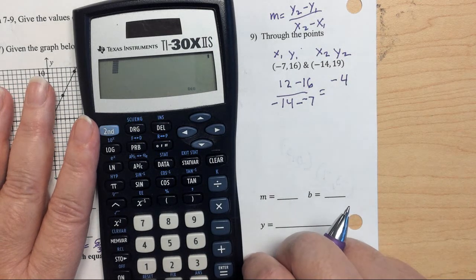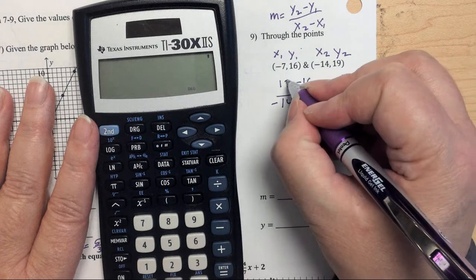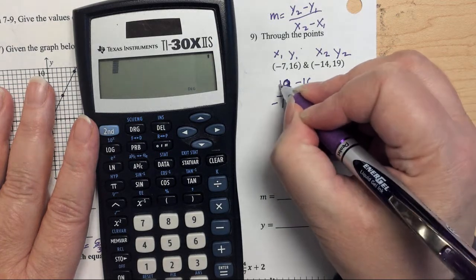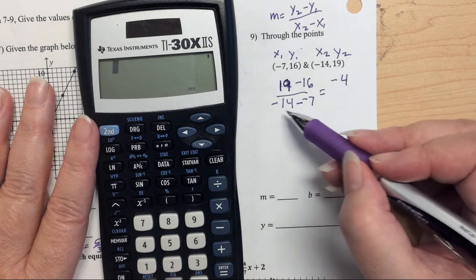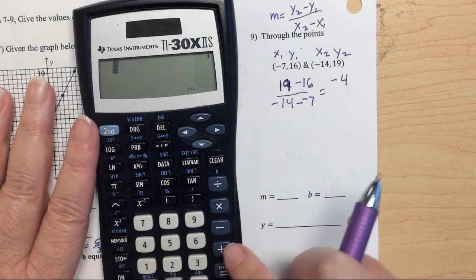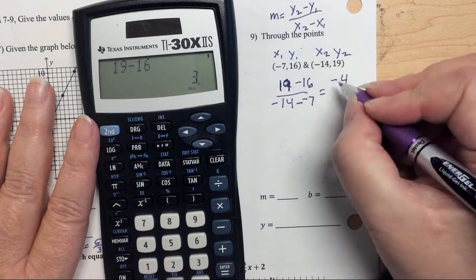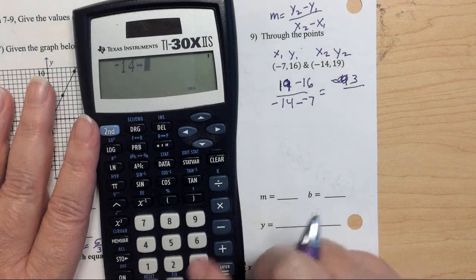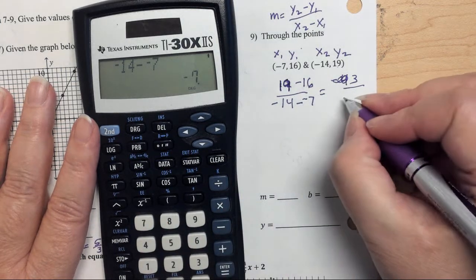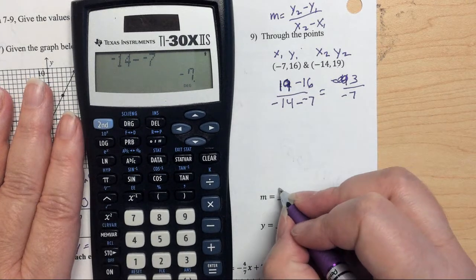Oh, I have no idea, it was in my head. Thank you. So 19 minus 16. Did I get the other ones right? -14. Okay. So let's try that again. So 19 minus 16 gives you a 3 over -14 minus a -7, which is -7. So -3/7 is our slope.